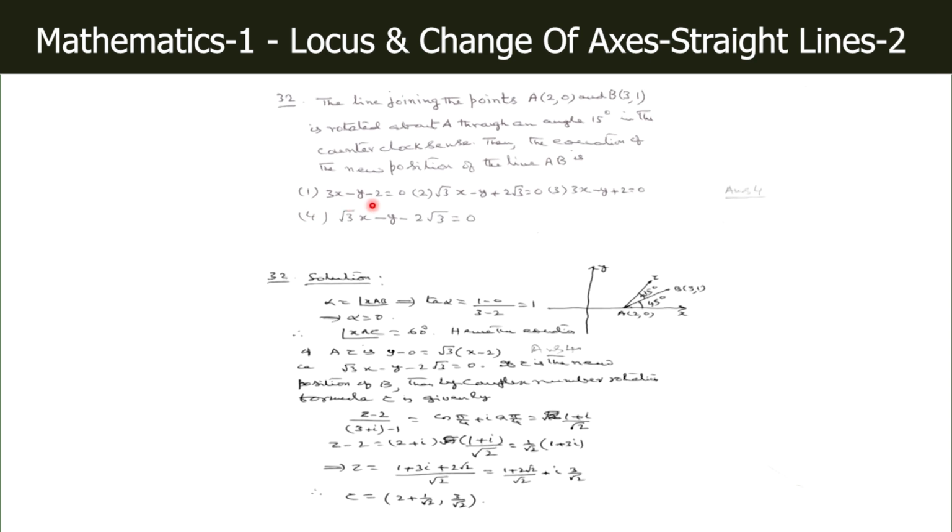Option 1: root 3x minus y minus 2 equal to 0; option 2: root 3x minus y plus 2 root 3 equal to 0; option 3: root 3x minus y plus 2 equal to 0; option 4: root 3x minus y minus 2 root 3 equal to 0.